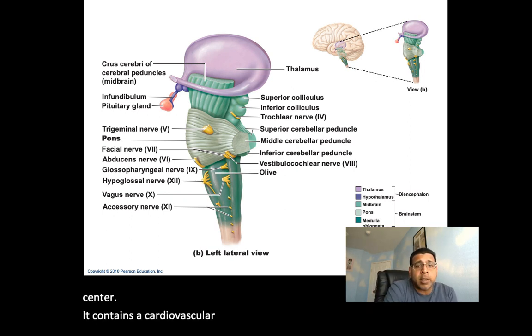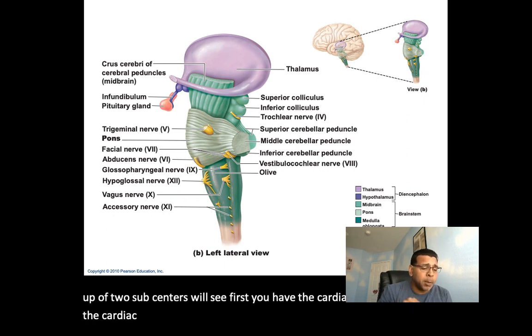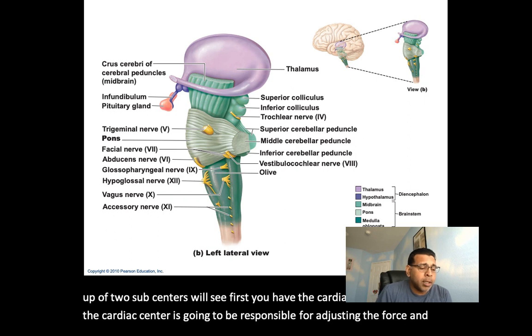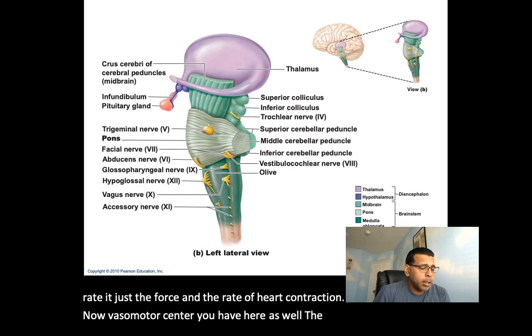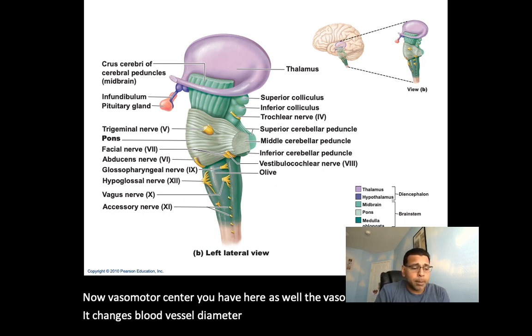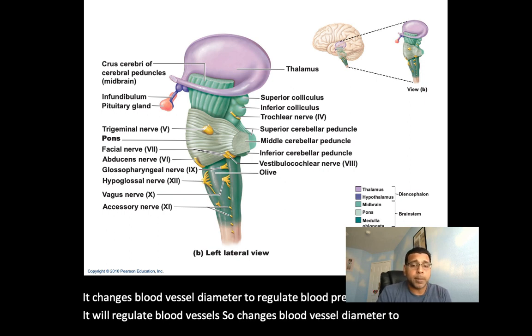Now, this cardiovascular center itself is made up of two subcenters. First you have the cardiac center itself. The cardiac center is responsible for adjusting the force and the rate of heart contraction. Now, the vasomotor center you have here as well. It changes blood vessel diameter to regulate blood pressure.